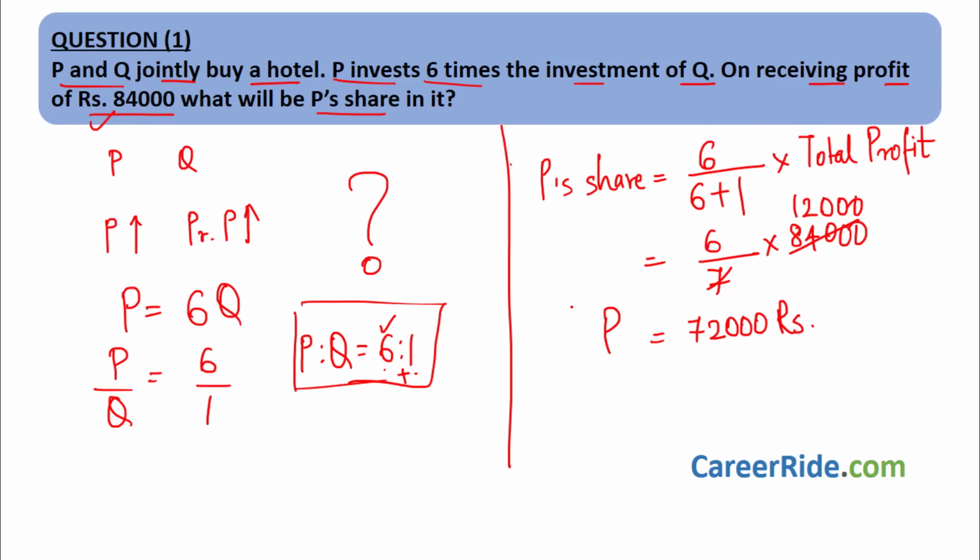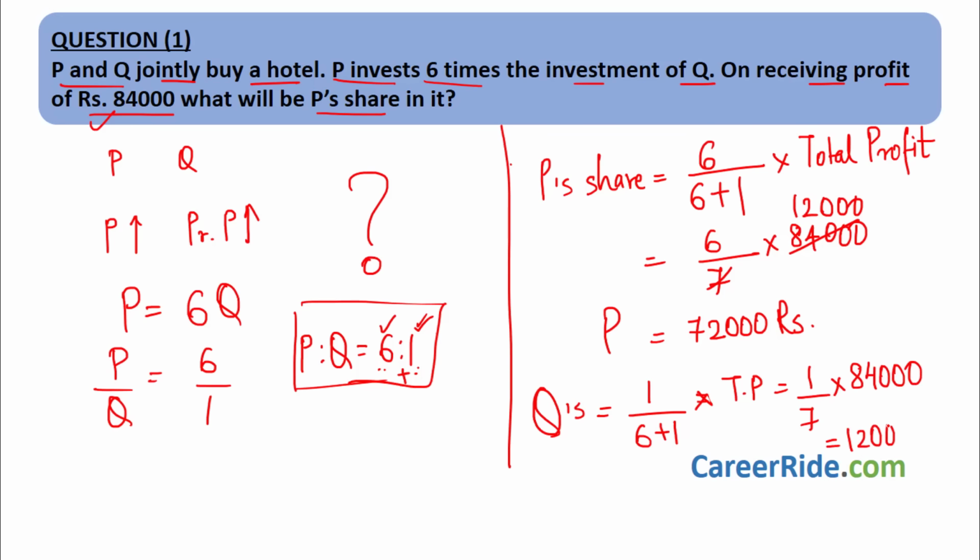If they ask you Q's share, how will you calculate? What is the ratio for Q over here? It is 1, right? This is for Q, so we'll write 1 upon 6 plus 1, multiplied by total profit. So 1 upon 7 multiplied by 84,000, and that would give us 12,000 rupees.